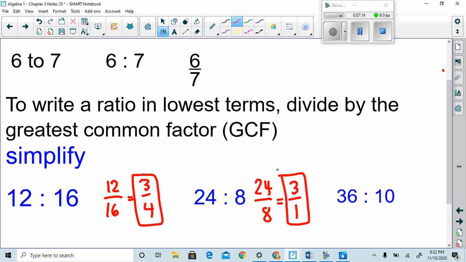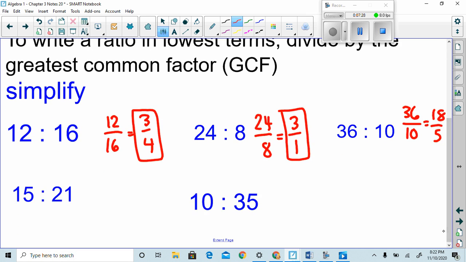Don't simplify it to a single number, because a ratio is a comparison of 2 terms. I have now 36 and 10. Divide by the GCF, and I get an 18:5 ratio. And there are 2 more for you to try, and we'll check those as well during our session.